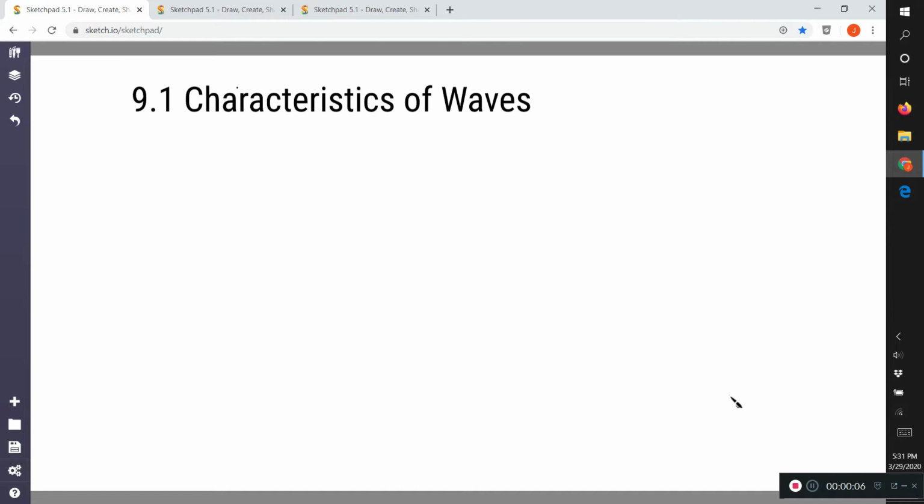Today we're going to be starting section 9, which deals with waves. And we're going to start with talking about the characteristics and different types of waves. So first of all, what is a wave?